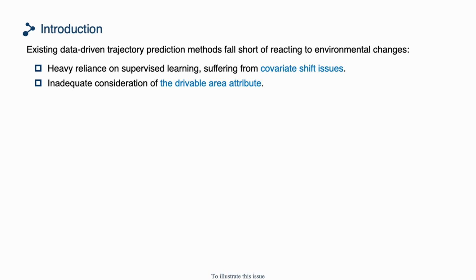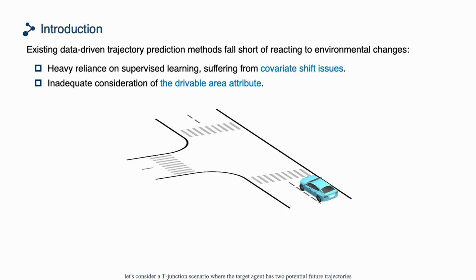To illustrate this issue, let's consider a T-junction scenario where the target agent has two potential future trajectories, going straight and turning left. During the data collection process, the ground truth trajectory is labeled as going straight. However, if a tentative barricade is set up in the intersection, the original prediction becomes unreasonable. In this case, the predictor must exclusively consider turning left.